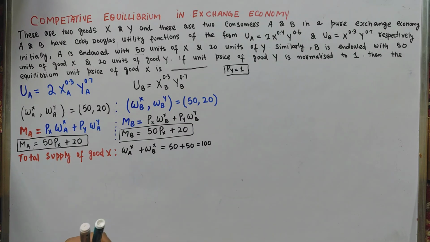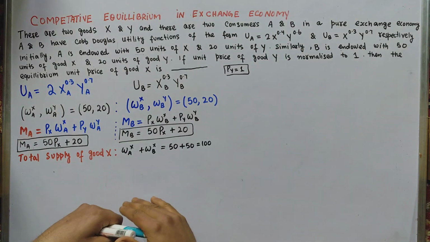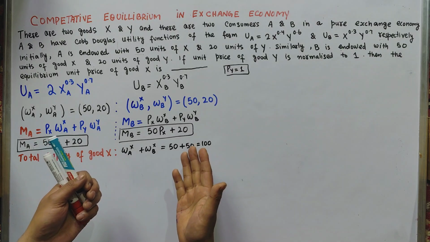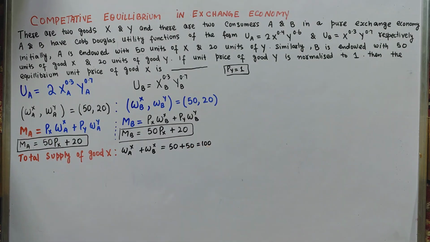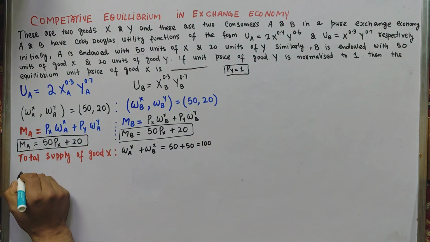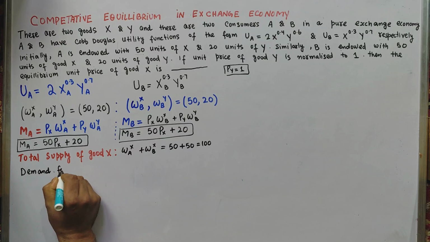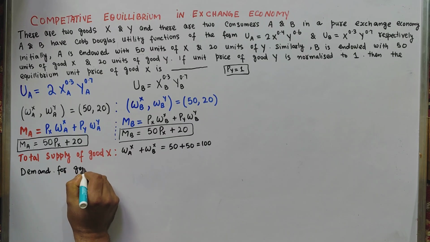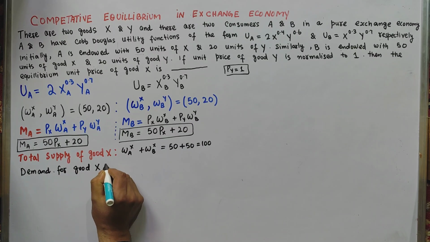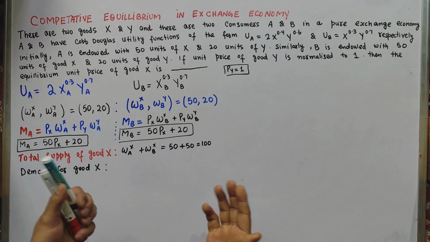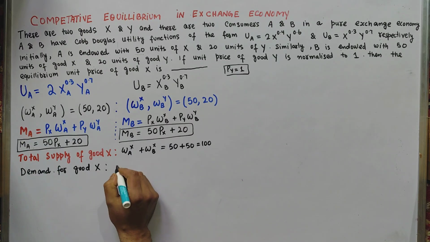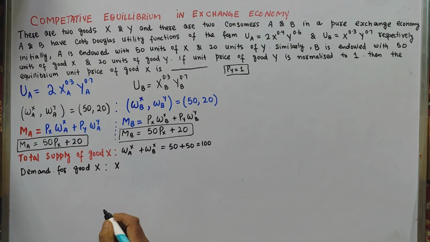Next thing is we need to find out the demand. Gross demand for good X. And what will be the demand for good X in this economy? Simply, that will be the demand of good X.